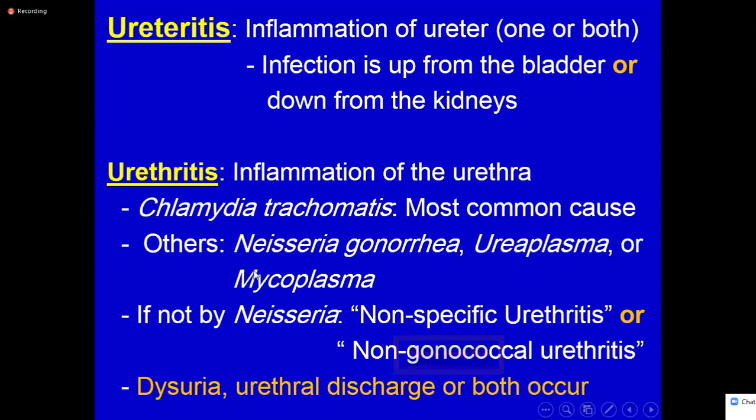Those which are caused by non-Neisseria organisms, we call them non-specific urethritis or non-gonococcal urethritis. فإذا الميكروبس اللي تعمل يوريثرايتس اللي هي مش نيسيريا جونوريا, all of these are called non-specific urethritis, or non-gonococcal urethritis. The patient will suffer from what? From dysuria, painful urination, urethral discharge, or both of them.